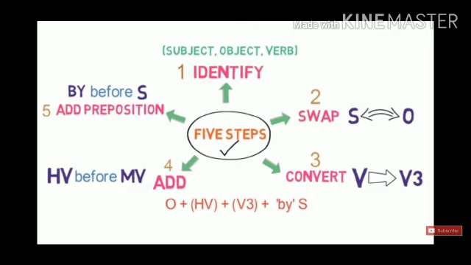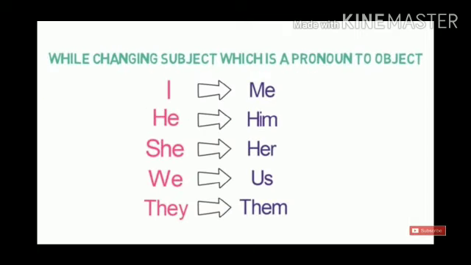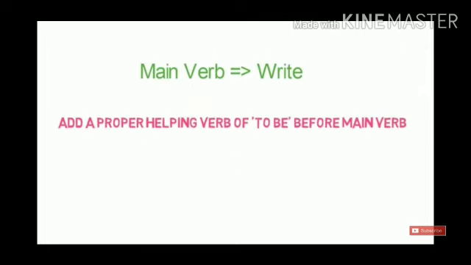There are two important things to remember here. When replacing the subject with the object, the pronoun conversion will be like this. I becomes me, he becomes him, she becomes her, we becomes us, they becomes them. You and it remain as they are. This has to be remembered while converting active voice to passive voice.